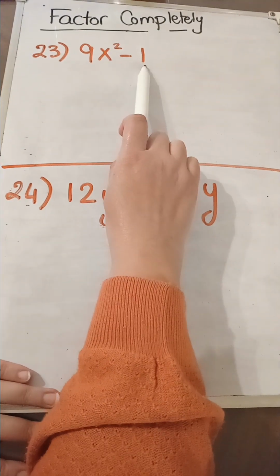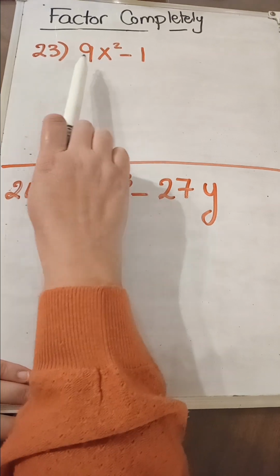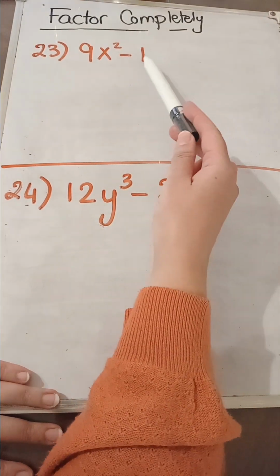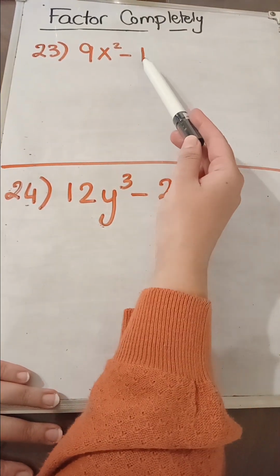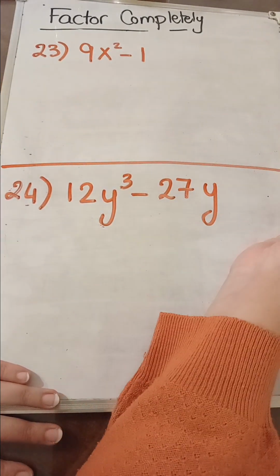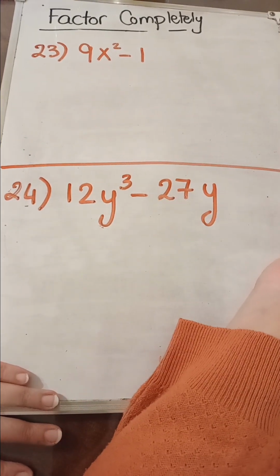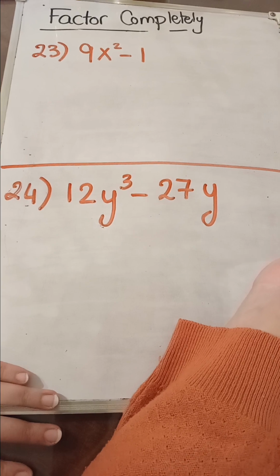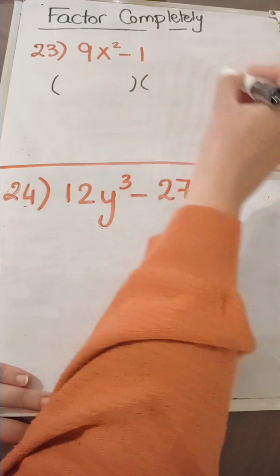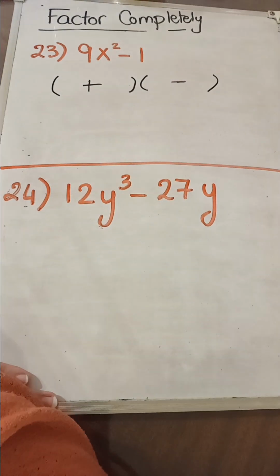These are two terms. This term is a perfect square because 9 is 3 times 3 and x has an even exponent. 1 is a perfect square because 1 times 1 gives us 1. One term is positive and the other is negative, which makes this expression a difference of two squares. Difference of two squares, when we factor them, we bring them back to being conjugates, which are two identical brackets, one with a plus and the other with a minus.